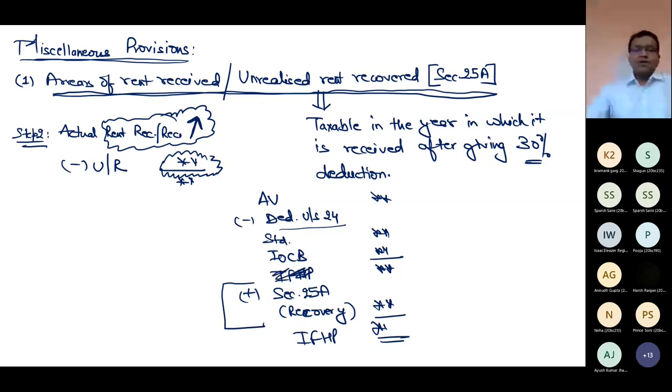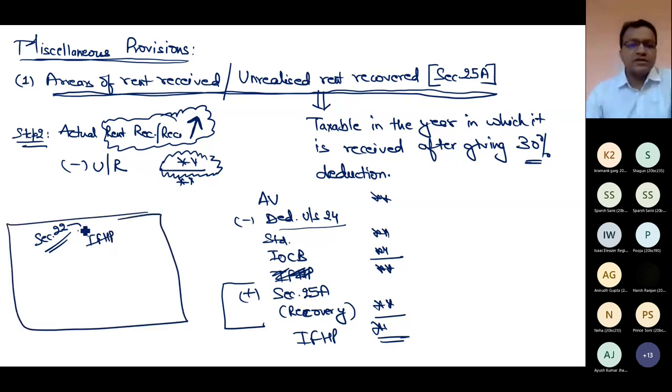Second thing, if you remember section 22, can you tell me the conditions of section 22 when your income is taxable under HP? What are the conditions? Sir, when the assessee is the owner of the house. Yes, so the main condition was you must be the owner. But in this 25A, it is not necessary.